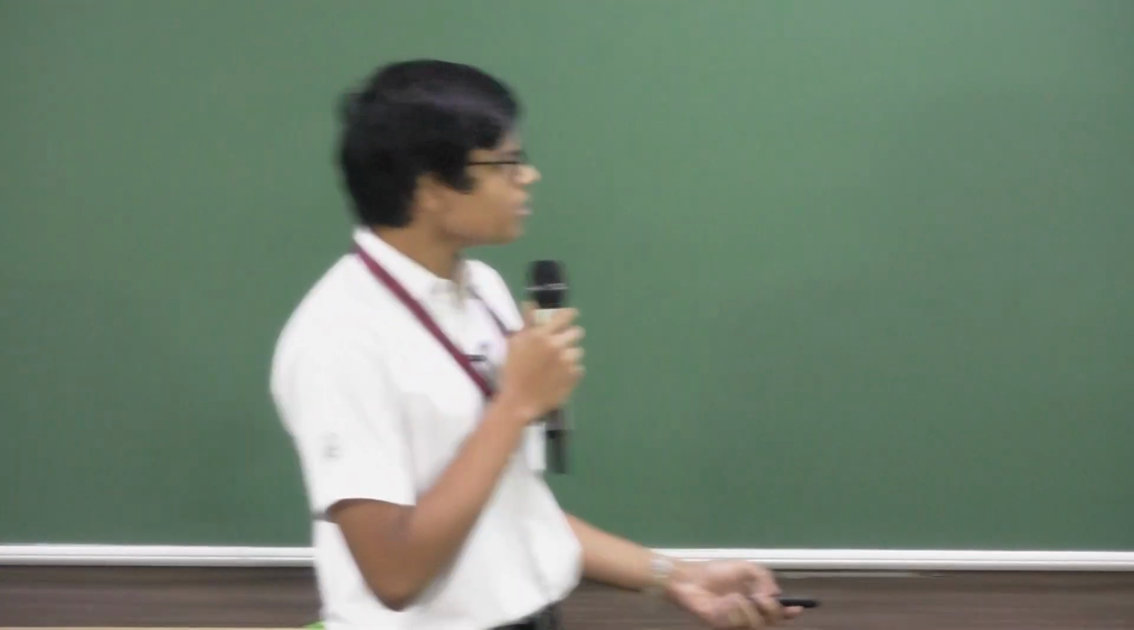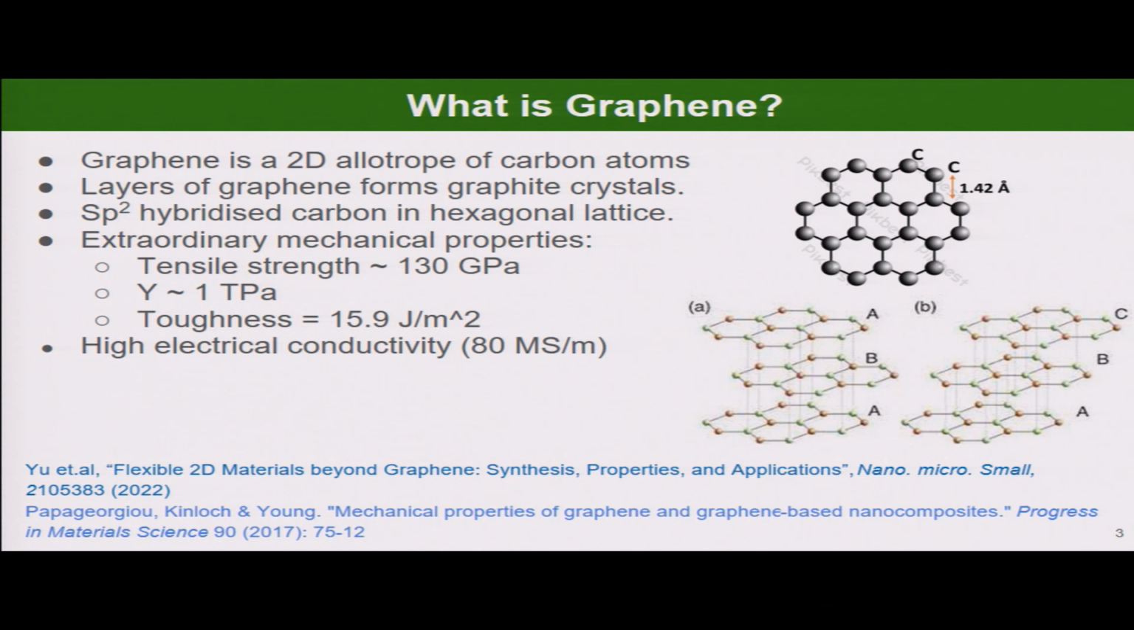Essentially, the reason we are interested in graphene is because it has quite a few extraordinary properties. For example, it has a tensile strength of 130 gigapascals. It's the strongest material we've tested so far. Apart from that, it has a Young's modulus of 1 terapascal. And on top of this, it has a high electrical conductivity of 18 megasiemens per meter and a high thermal conductivity of 5000 watts per meter Kelvin.